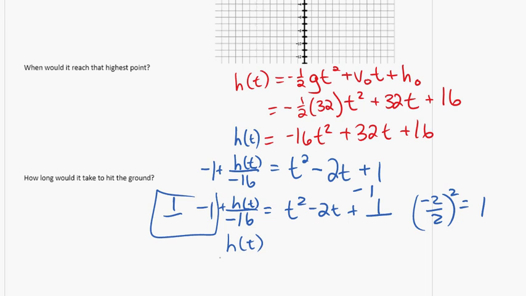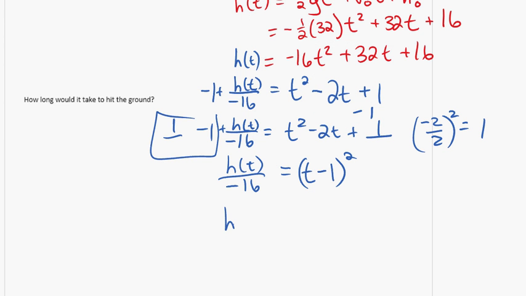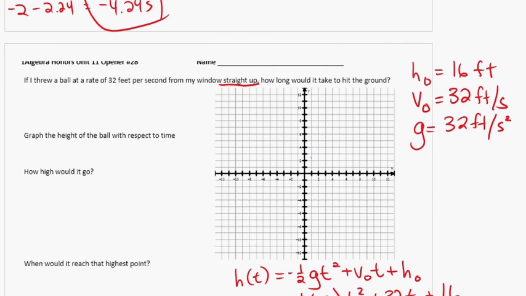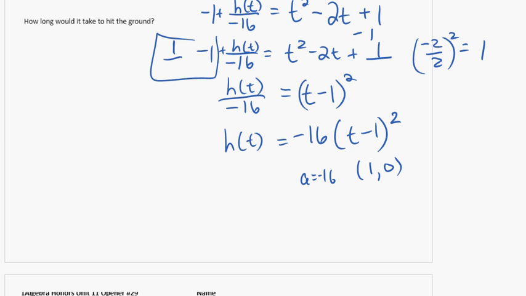So I have h of t over -16 is equal to t minus 1, which is half of b, squared. Now I just got to get h of t alone by multiplying both sides by -16. And that's my equation. I know my vertex to be at 1, 0, and my a value is -16. So 1, 0, this does make sense. Why would it be 1, 0?